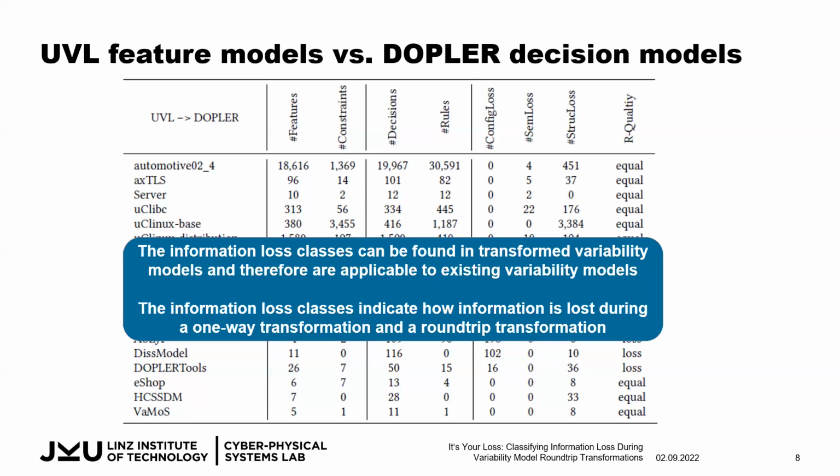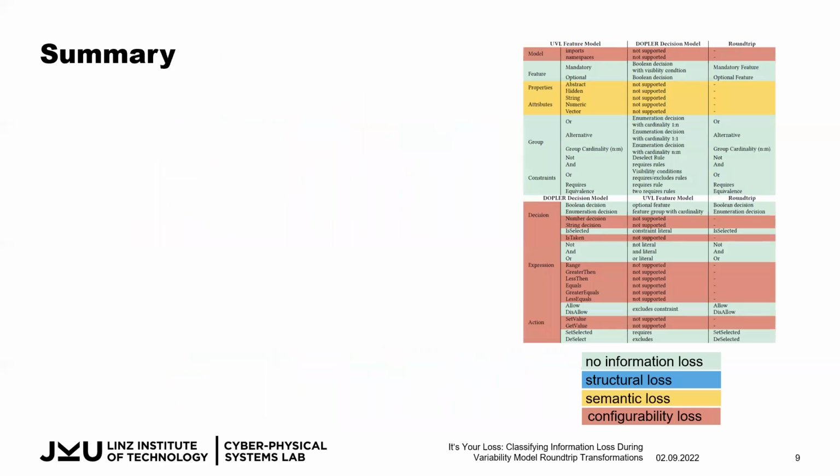We had similar results for all the other directions, so from UVL to FeatureIDE and back, and also from UVL to OVM and back. And we concluded for our research question that the information loss classes can be found in the transformed variability models and are therefore applicable to existing variability models. We further found out that the information loss classes correctly indicate how the information is lost during the one-way and transfer transformation, which is a promising result for further future work, which I want to talk about right after the summary.